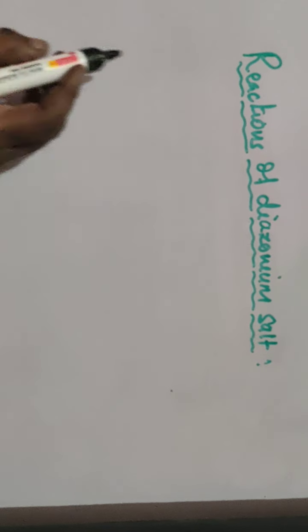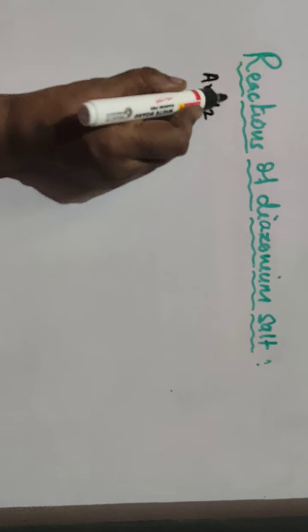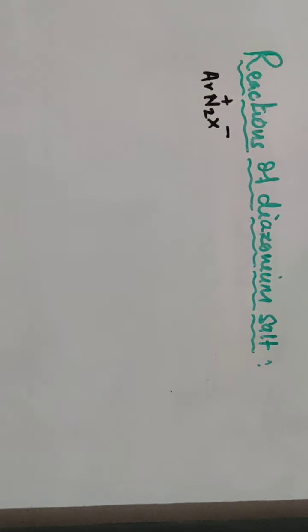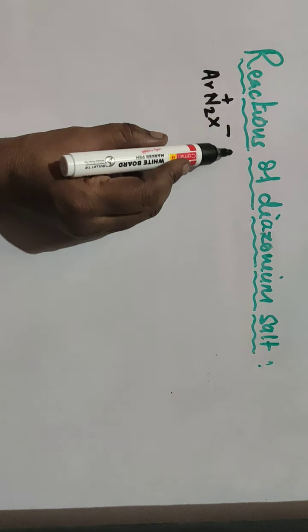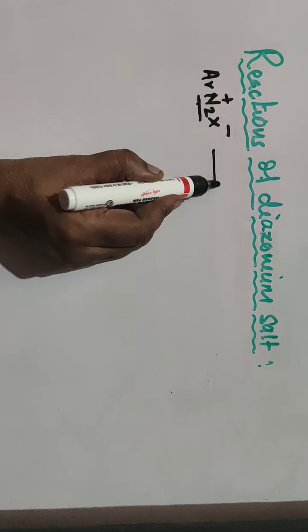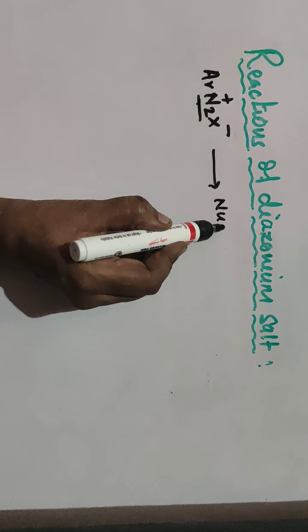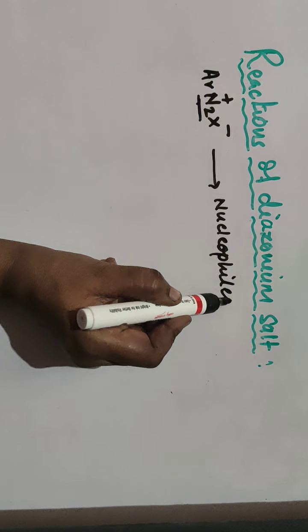So let us start with the reactions of diazonium salt here. We will write here first the formula of diazonium salt. It is Ar, aromatic ring, N2 plus and X minus. So this is your diazonium salt. In case of reactions of diazonium salt, this diazonium group is replaced by nucleophiles here. Every time the diazonium group is replaced by nucleophiles.